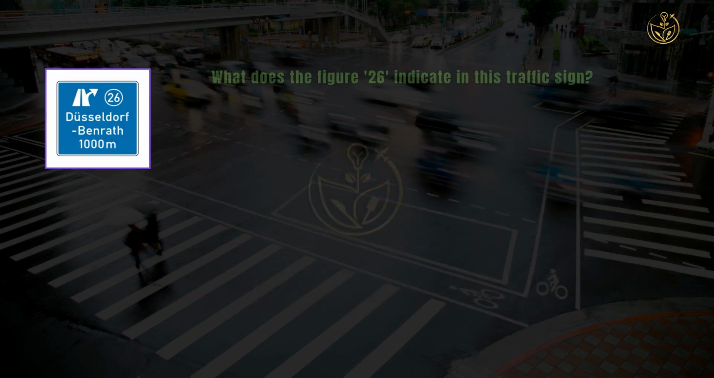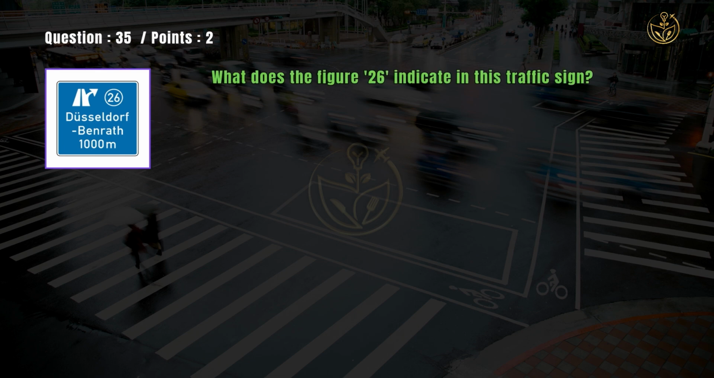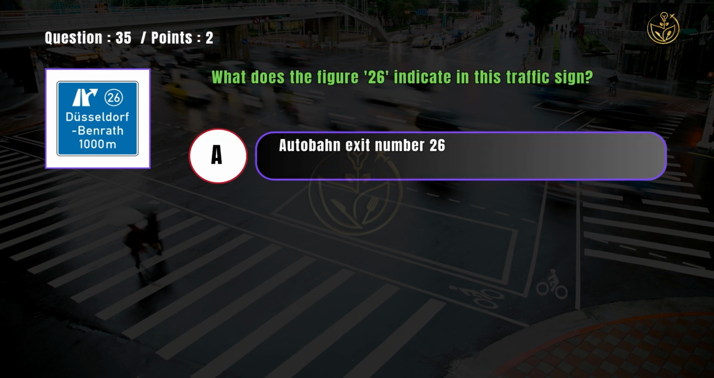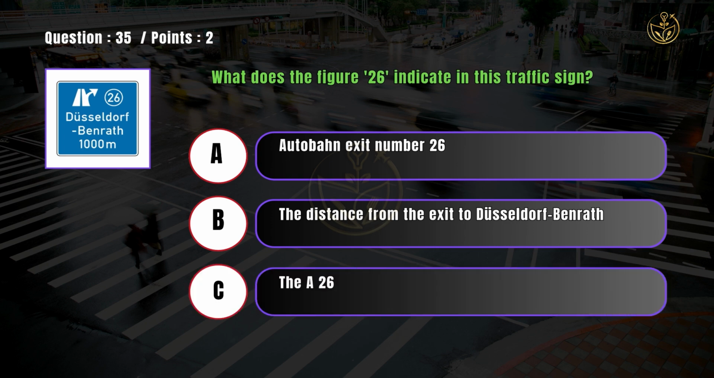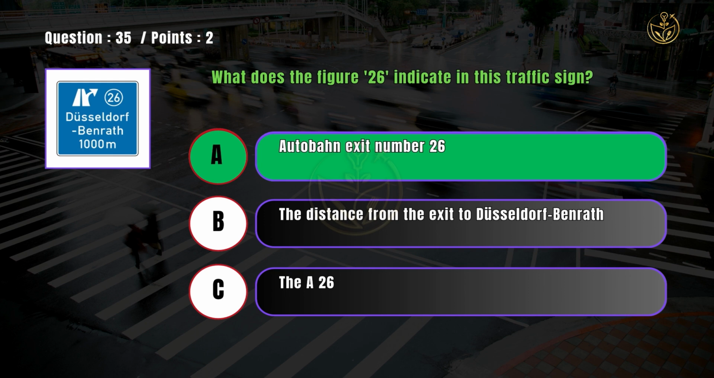What does the figure 26 indicate in this traffic sign? A. Autobahn exit number 26. B. The distance from the exit to Düsseldorf-Benrath. C. The A26. The correct answer is A. The number 26 identifies this as Autobahn exit 26.